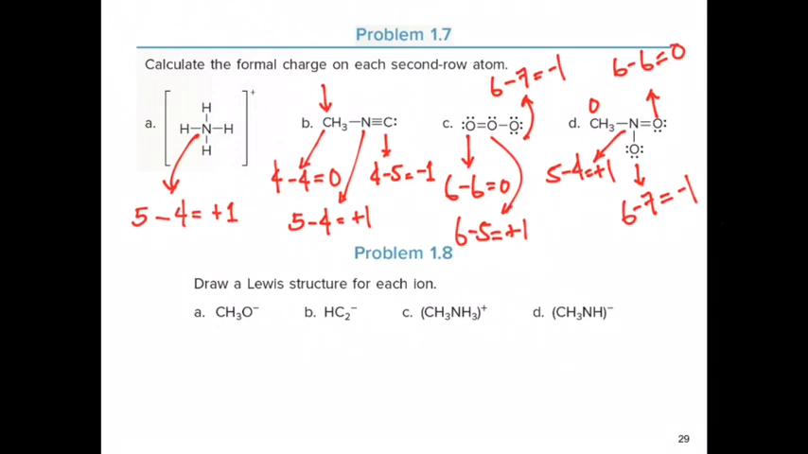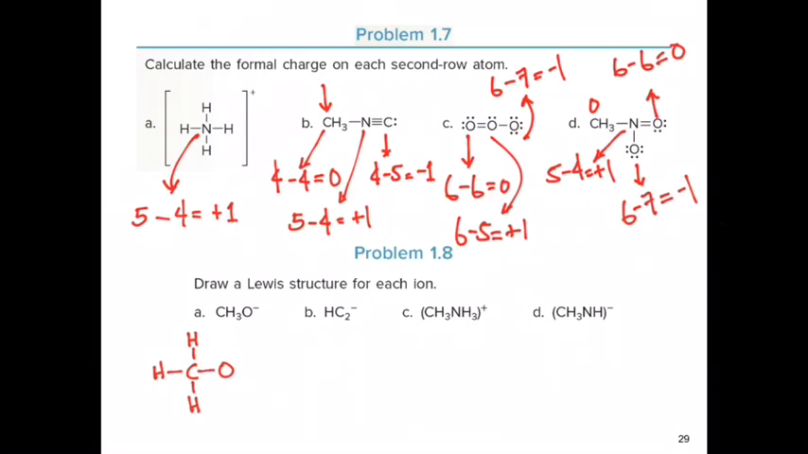Problem 1.8, draw a Lewis structure for each ion. Now we're combining Lewis structure with formal charge. So the first thing that you want to do here is to arrange the elements. I want the carbon to be my central atom, and then I'm going to surround it with terminal atoms. Then the carbon will have 4 bonds, and each hydrogen atom will have a single bond. All right, so here's 4 bonds.